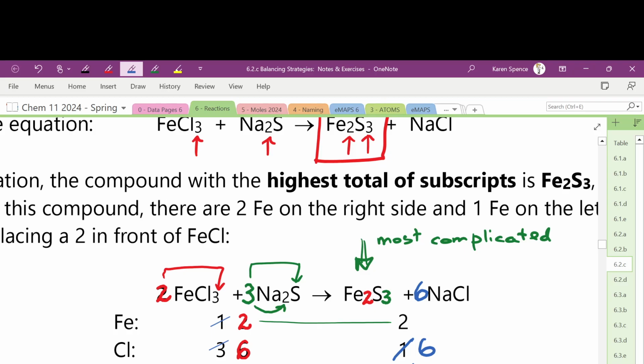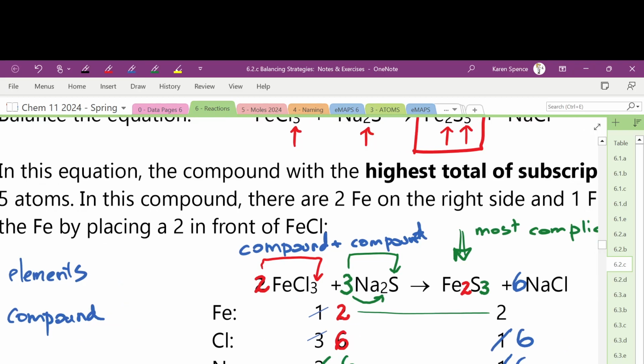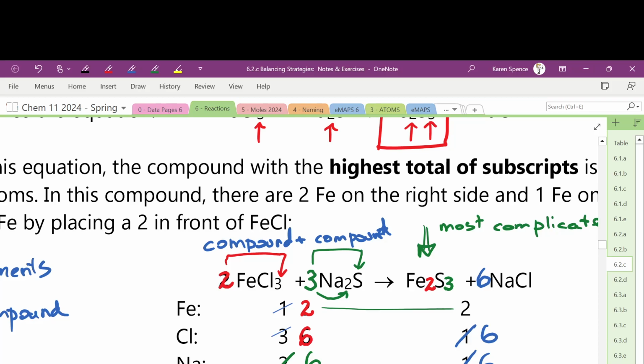So double replacement. How do you know you have a double replacement reaction? What are the two reactants? What types of chemical species? I'll give you a choice. There's elements and there are compounds. In a double replacement, you have a compound plus a compound. Not that that's the only compound plus compound. And so you can say, if I have double replacement, I'm going to look for that most complicated formula and balance those ones first.